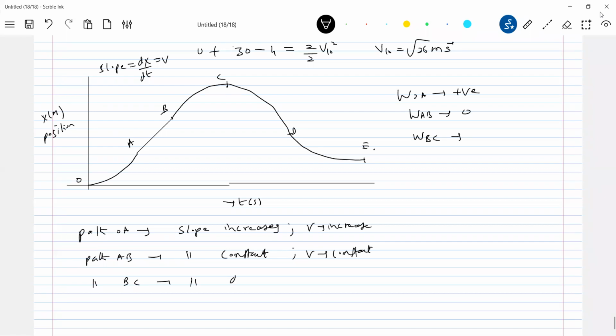For path BC, slope decreases, no? Slope decreases means what does it mean? The speed decreases. Speed decreases means kinetic energy decreases. So work done will be negative.